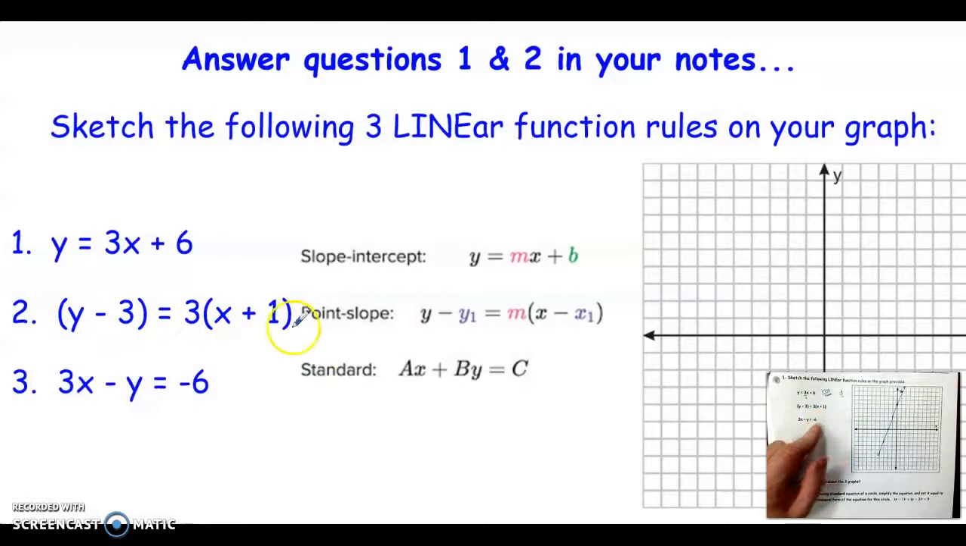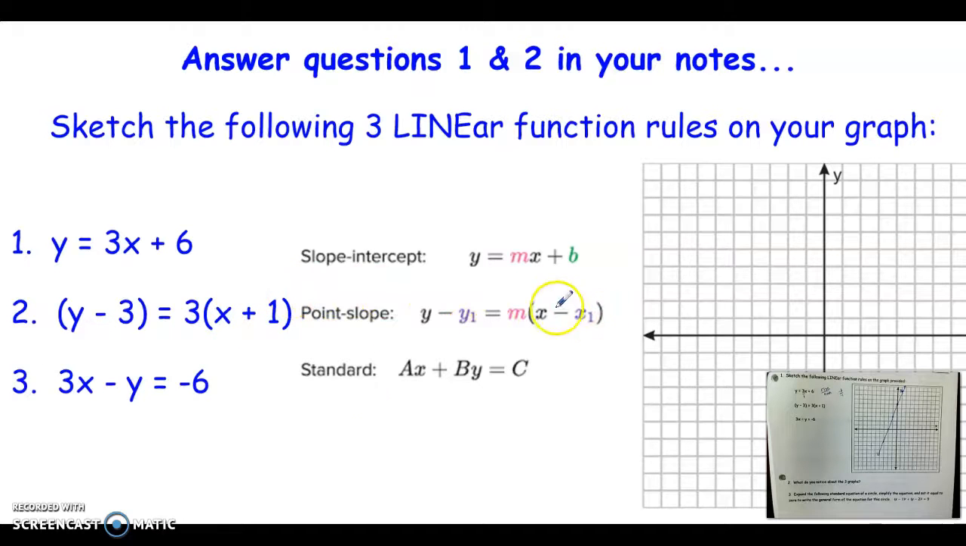Now, the next equation is written in what's called point-slope form. Point-slope form is given here, y minus y1 equals m times x minus x1. It's called point-slope because it uses a point on the line and the slope. So the point is the x1 and the y1. Notice the subtraction in front of them. So that makes the coordinates actually have the opposite sign of what is in the equation. So x plus 1 is the same thing as x minus negative 1.